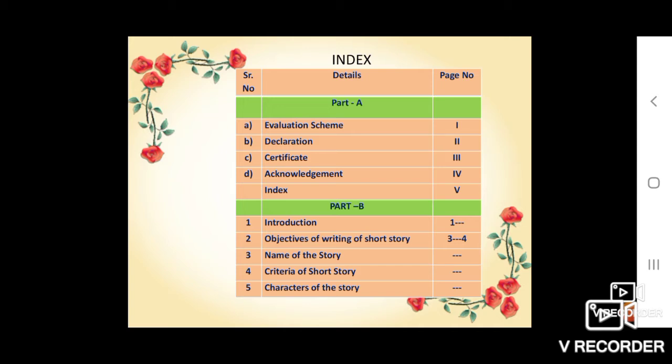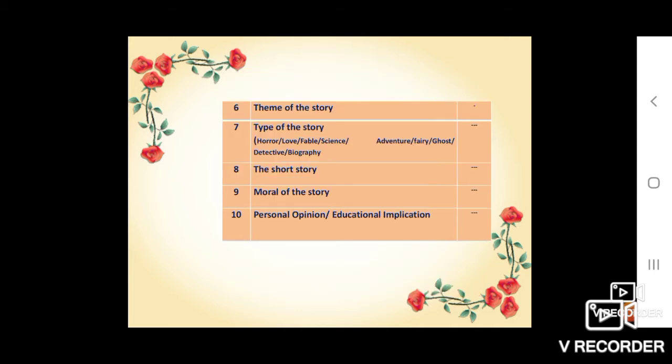While writing this practical, you need to mention the name of the story, and while writing a particular story, you need to follow the particular criteria of a short story. After that, what are the characters in this short story? And the theme of your short story, or the type of the story. There are different types of stories. Stories are based on horror, love, fable, science, adventure, fairy, ghost, detective and biographical ones.